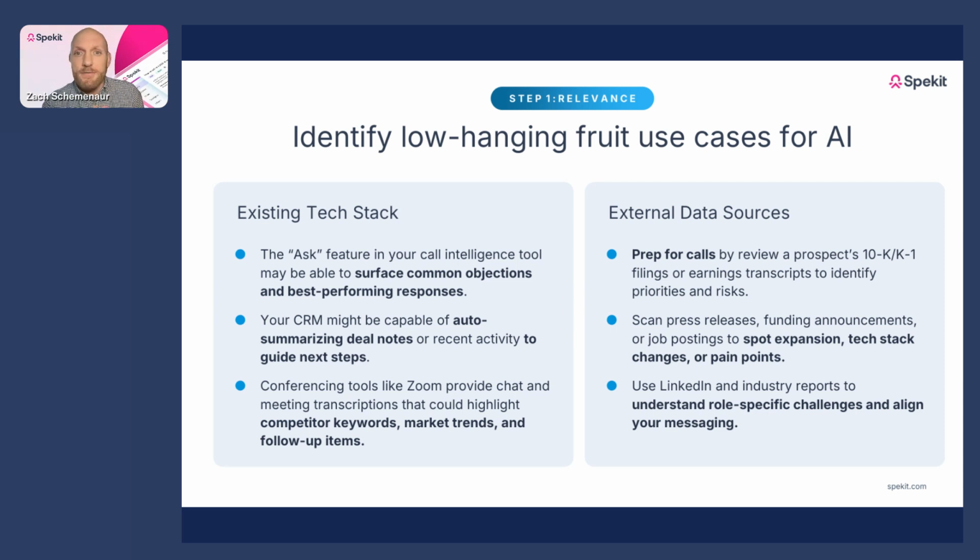So maybe you've got an ask feature in your call intelligence tool. I know that Gong has a lot of this, where you're able to surface common objections or best performing responses. You can look in your CRM. If you've got Salesforce or HubSpot, you might be able to auto summarize deal notes or recent activity to guide your next steps. Or if you want to look at external sources, you can use AI to prep for calls by understanding where your customers are and how their businesses are evolving. You can scan press releases, funding announcements, or job postings to spot expansion, tech stack changes, or pain points.